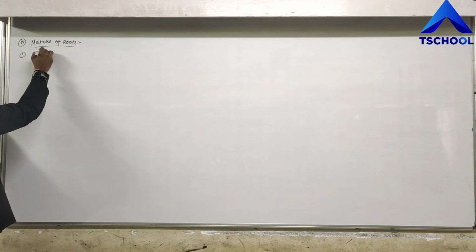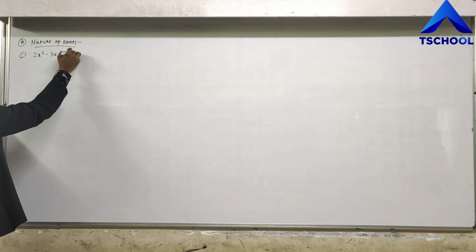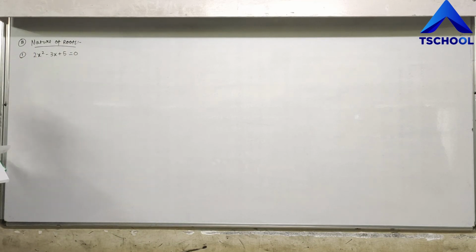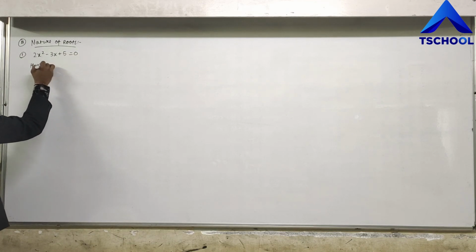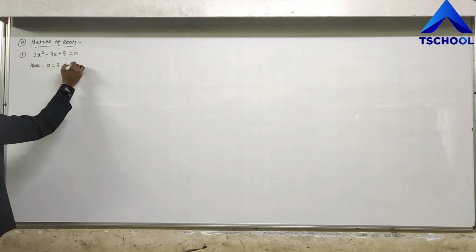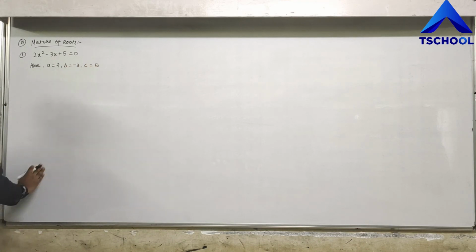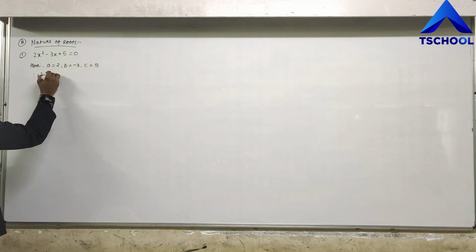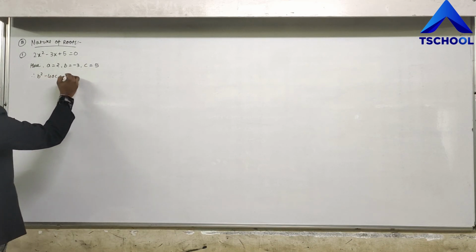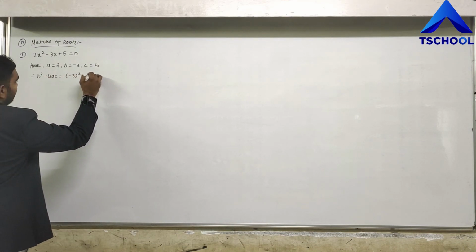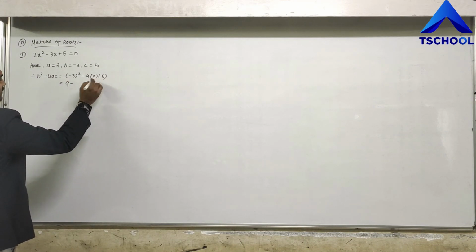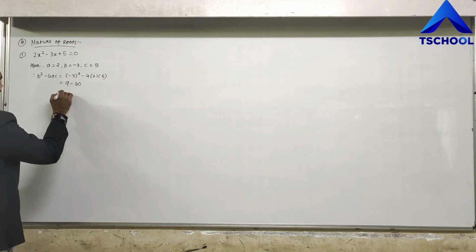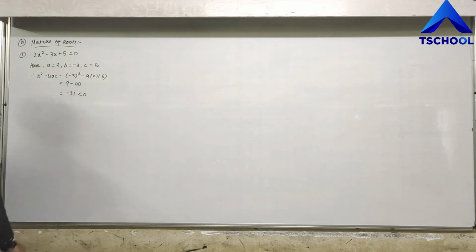The first one is 2x² − 3x + 5 = 0. To find out the nature of the roots, first of all we will require a = 2, b = −3 and c = 5. Therefore b² − 4ac, that is (−3)² − 4 × 2 × 5, that is 9 − 40, which is −31, less than 0.